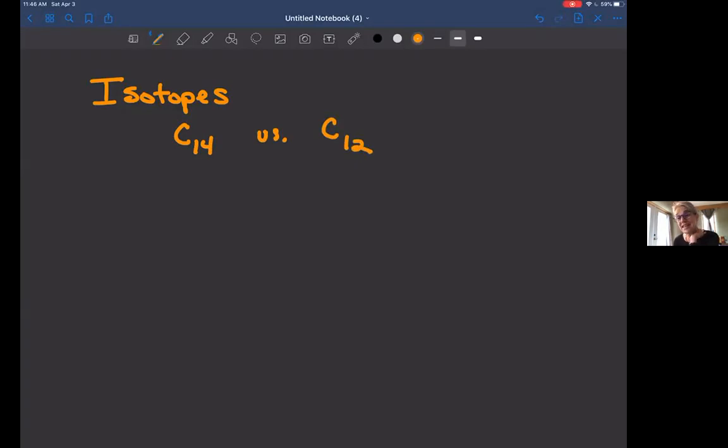And so if I look at this, this means that there are a different number of neutrons in the carbon. So this, for example, would have 8 neutrons, and this one would only have 6. So carbon 14 and carbon 12 are examples of isotopes. So they have the same number of protons and different number of neutrons.